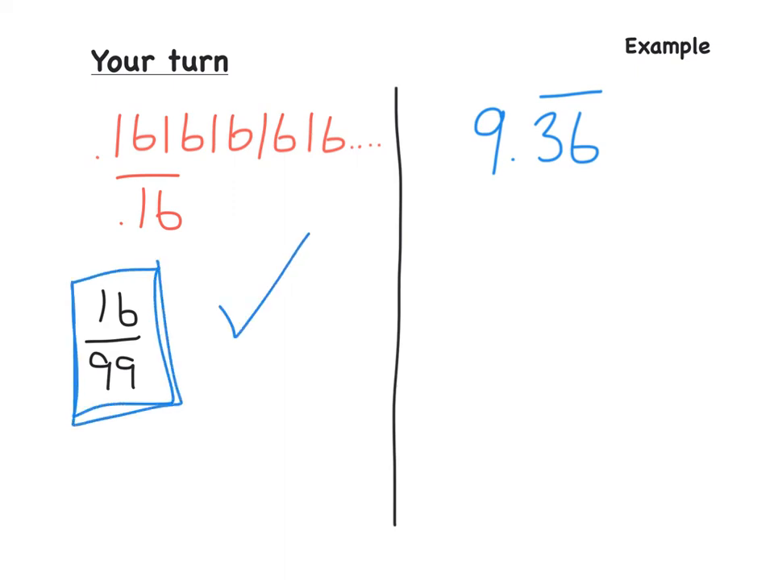Now let's look at the one off to the right. We have 9 and 36 hundredths, and there's the repeating bar over top of the 36. So this 9, just put it off to the side. Now we write 36 hundredths. Remember, since it's repeating, we don't put 36 over 100. We put 36 over 99.